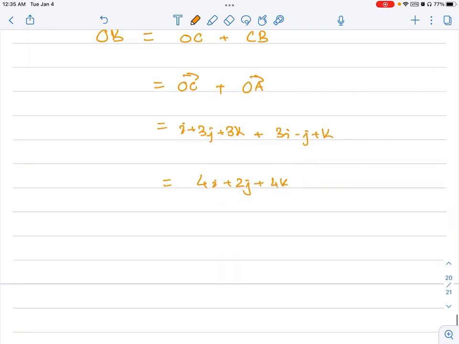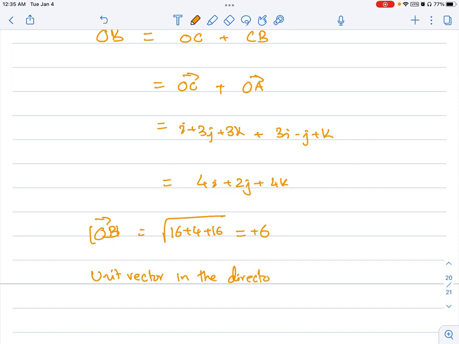But he's asking for the unit vector, so first find the modulus of OB, which is square root of 16 plus 4 plus 16, that is 36, which becomes 6. Plus or minus 6, plus 6 I take. So therefore the unit vector in the direction of OB will be 1 upon 6 times (4i plus 2j plus 4k).